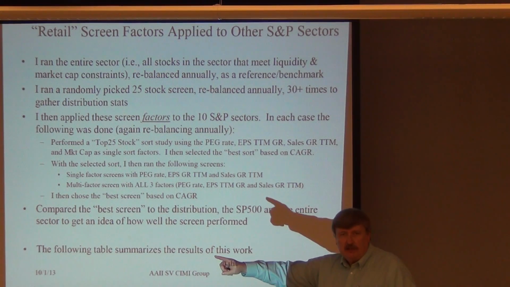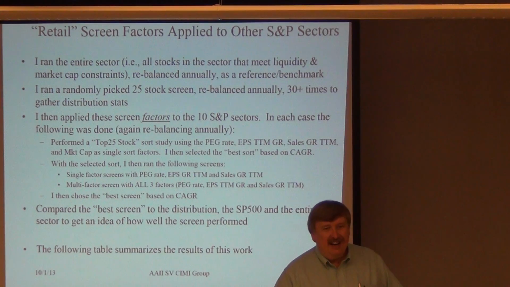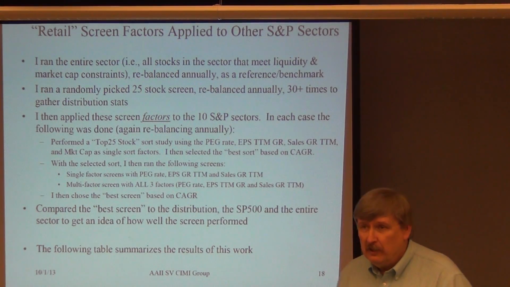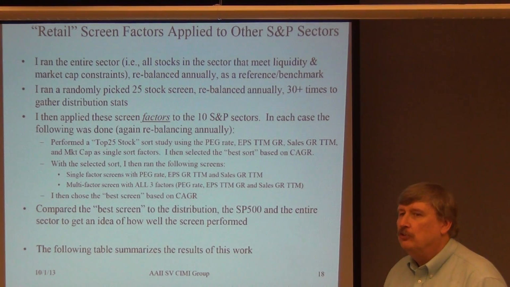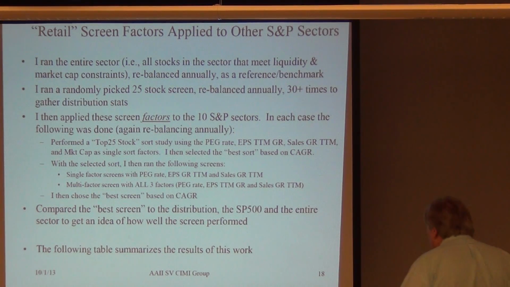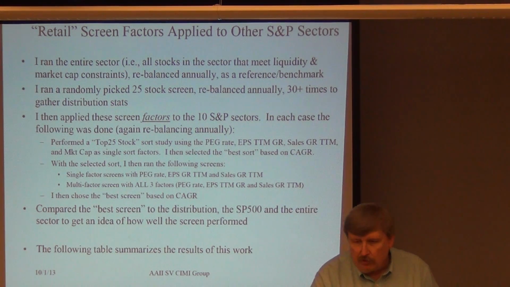I then chose the best screen. Many times, the sort was all that mattered. It didn't matter what the screen was, okay? All you had to do was sort them, and you're done. Oh, by the way, I like these sort of screens in the sense of the fewer factors I have to consider, the better, because that is an indication that you're probably doing less curve fitting, okay? I then compare the best screen by this method to the S&P 500 and the randomly selected distribution.